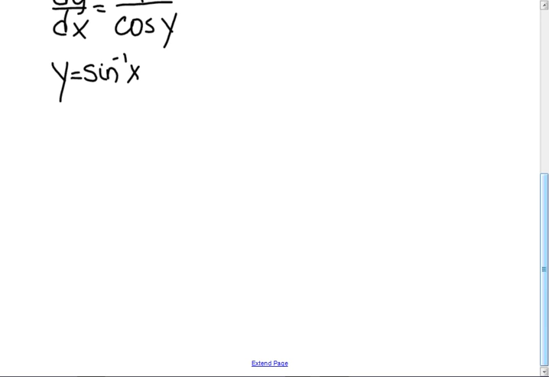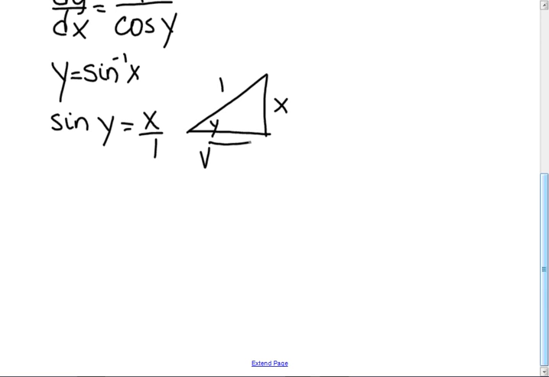Now, there are these identities you can memorize, but I don't want to do that. So this means the sine of my y angle is x over 1. So here's y. The sine of y is x over 1. How do I get this other side? No, Pythagorean theorem. 1 squared minus x squared. It's just Pythagorean theorem.